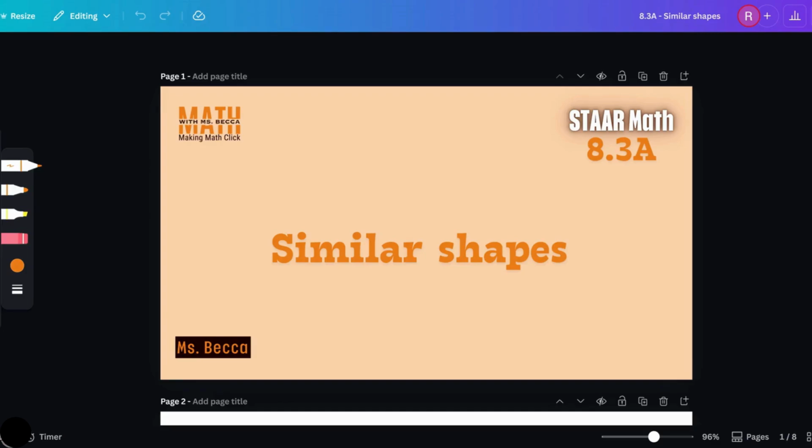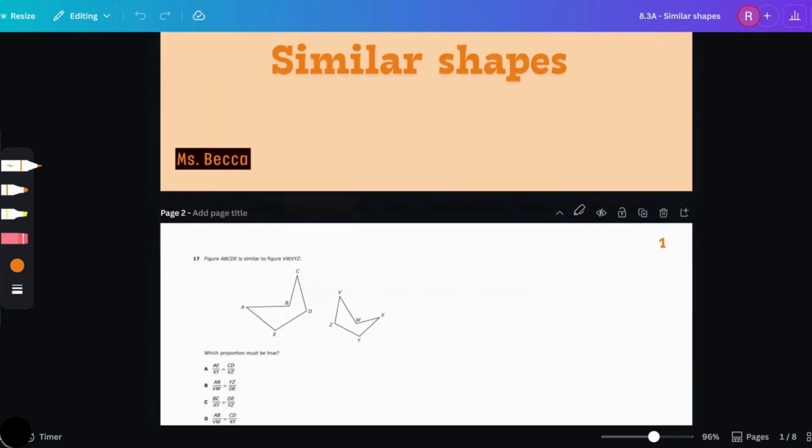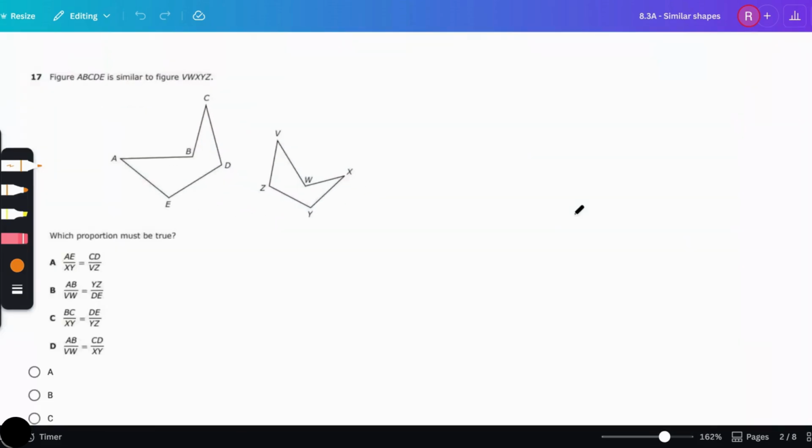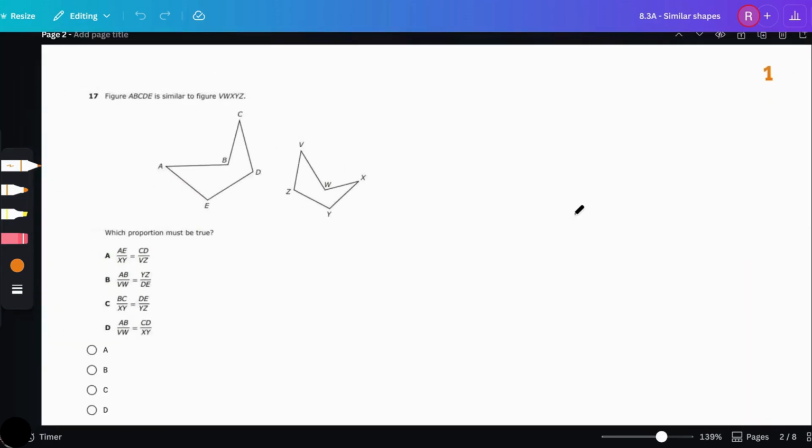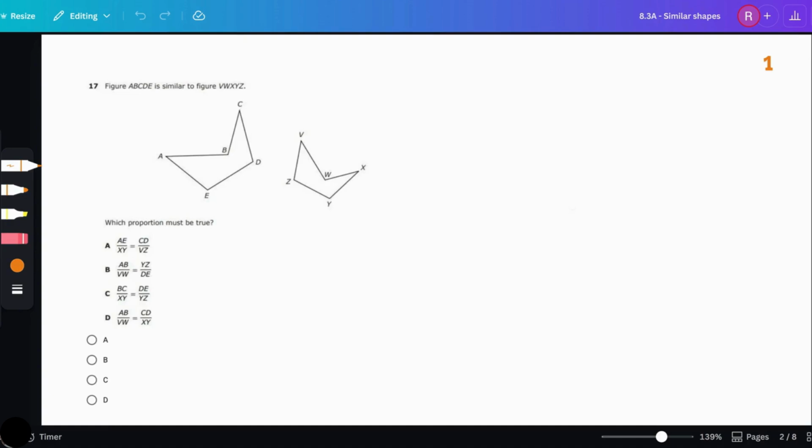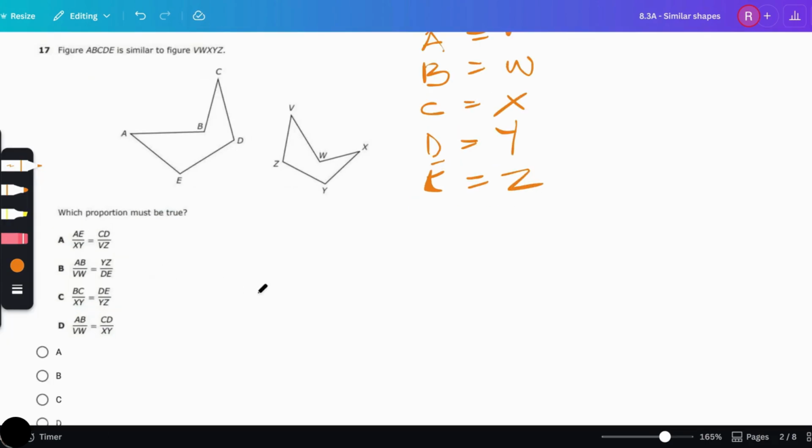Let's solve some STAAR grade 8 math question on similar shapes. Now let's take a look at this. Figure ABCDE is similar to figure VWXYZ. That means the corresponding angles are equal: angle A will be equal to angle V, then W, X, Y, and Z. So the question now is which proportion must be true?